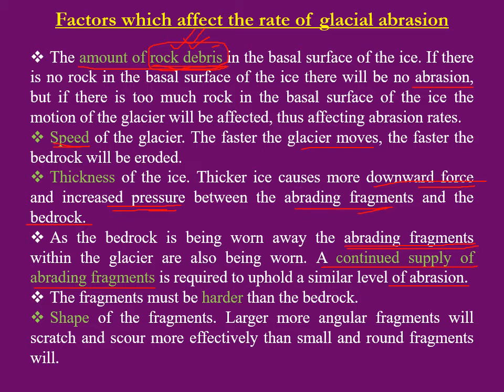For an abrasion process to continue, there must be continuous movement of glacial ice, along with a continuous supply of rock fragments. That means the upslope areas must also have been eroded and must have supplied a significant amount of rock debris continuously, so that the bedrock of an area will be abraded continuously at a constant rate.